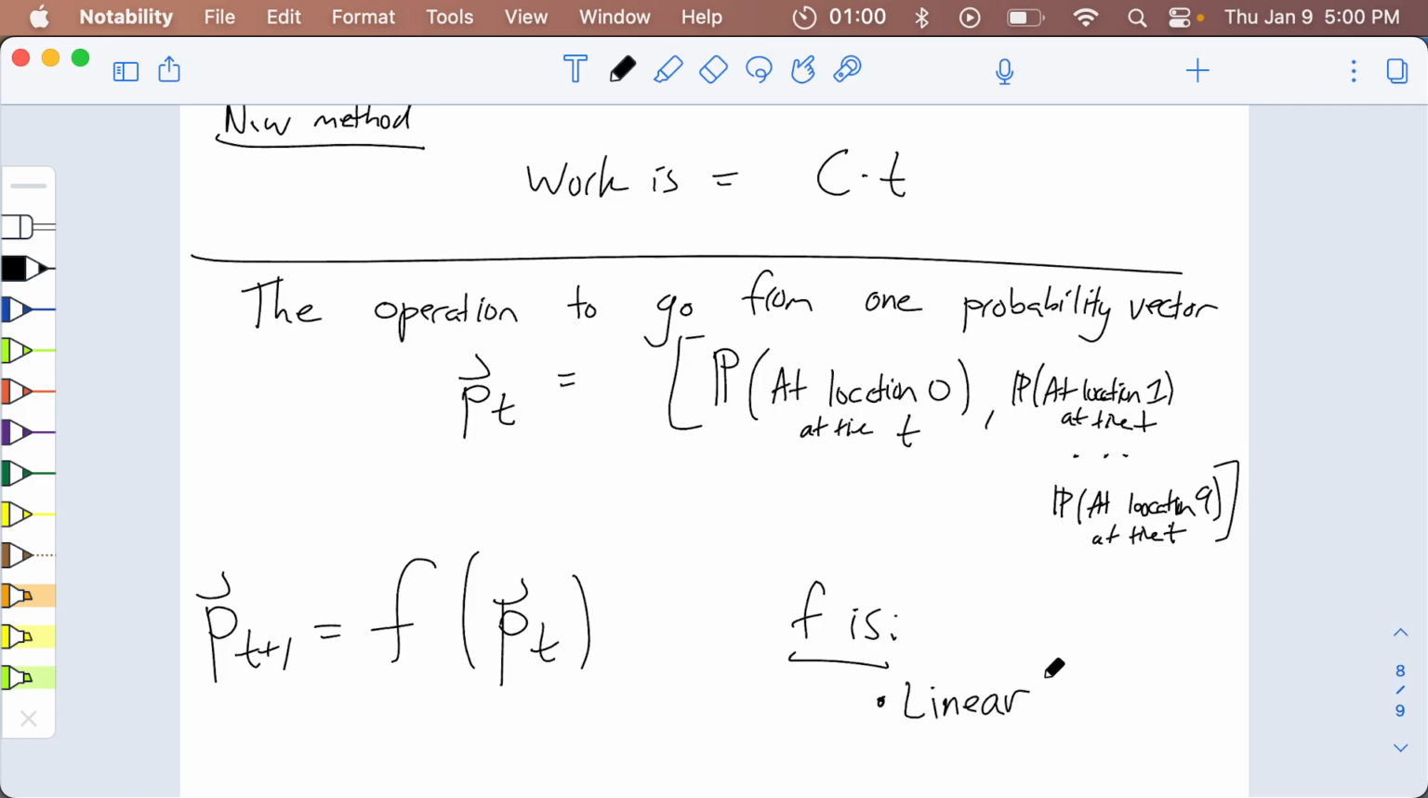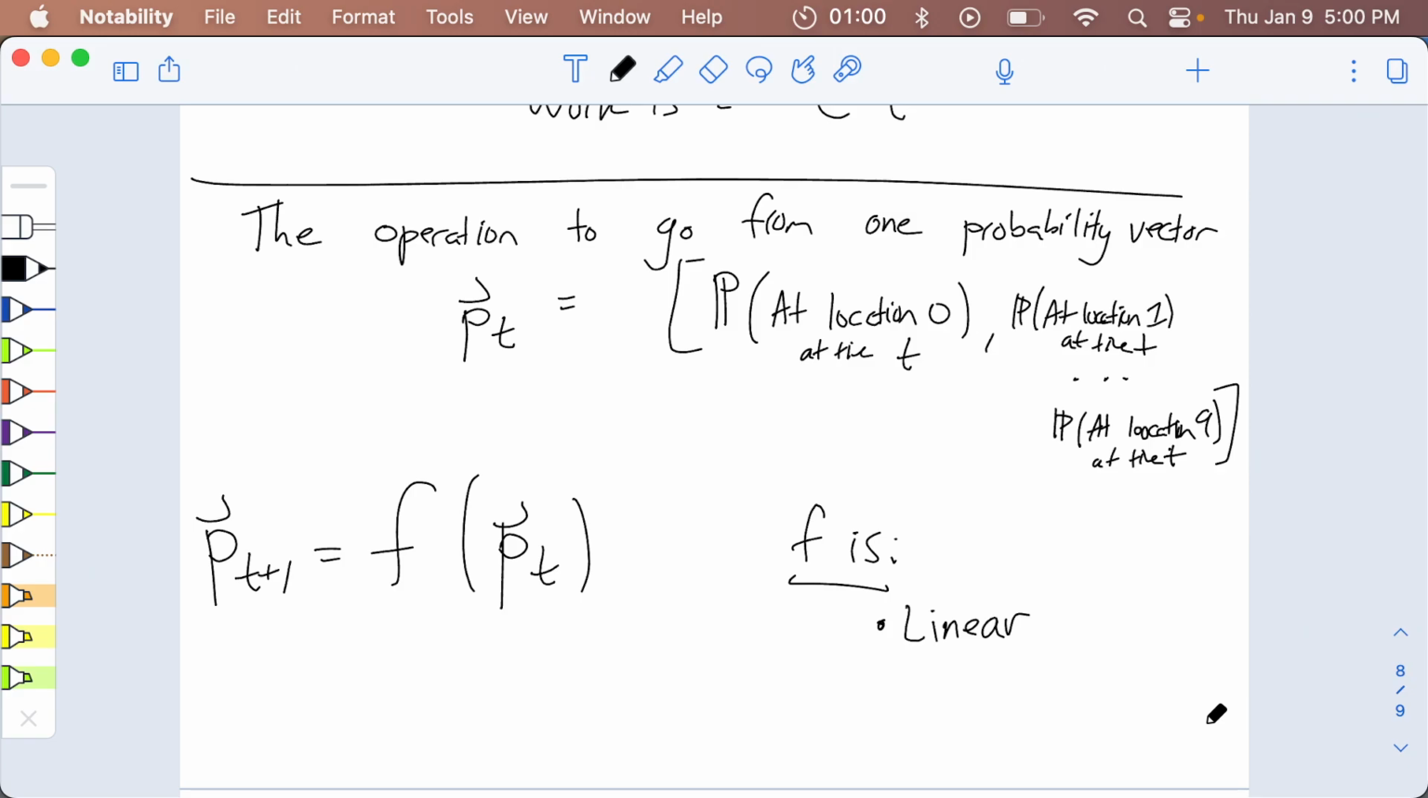Linear. What does linear mean? Linear means that if you do a linear combination of entries of pt, you'll get a linear combination out in pt plus 1. Or another way to say it is that the entries of pt plus 1 are a linear combination of the entries of pt.